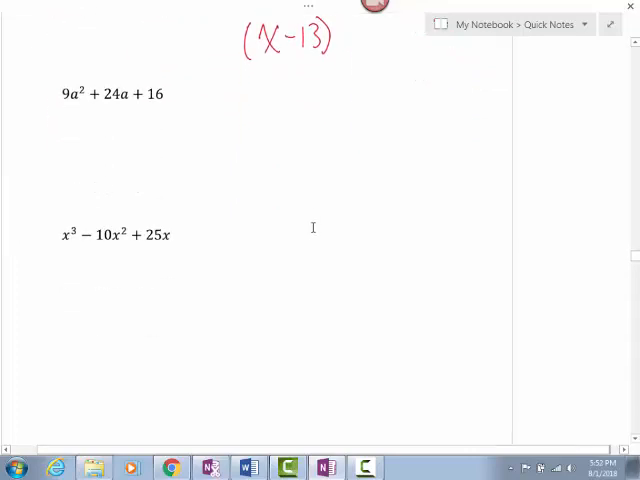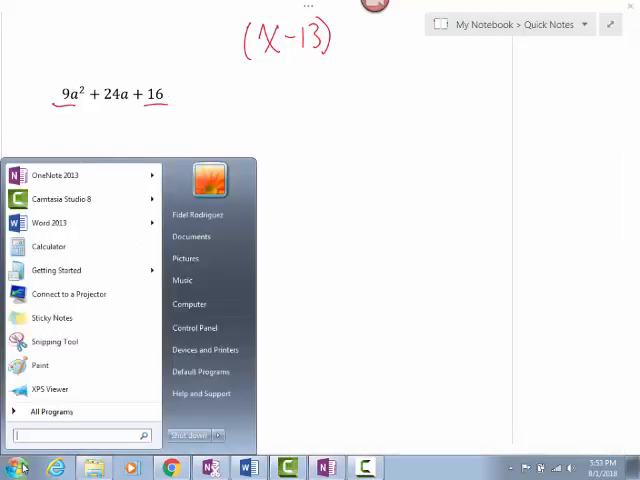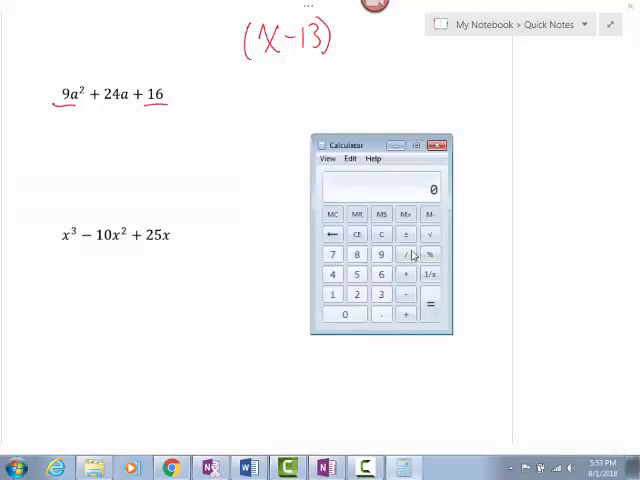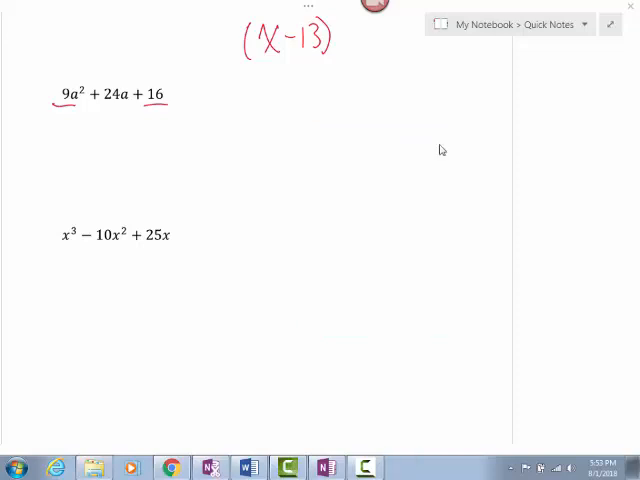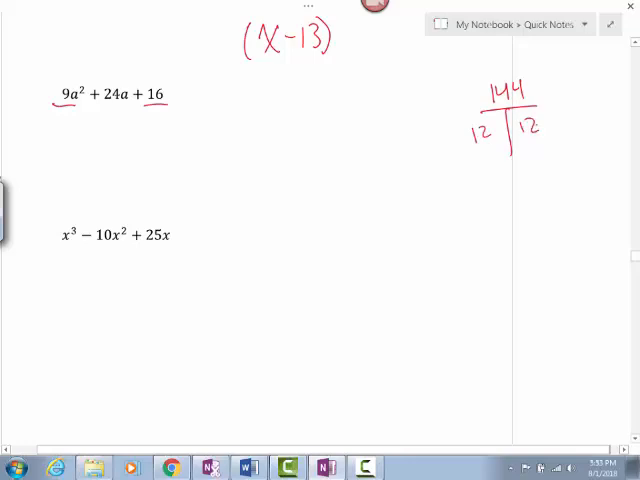Now, for the next problem, I can't use a shortcut because the number in front of my a squared happens to be the number 9. Okay, so let's go ahead and multiply 9 times 16. Oh, let's see. Then I'm going to go ahead and get my calculator here. So, calculator, 9 times 16 is 144. Okay, so I'm going to write that down right here, 144. What two numbers multiply to 144 and add up to 24? Well, I know that 144 is 12 squared, and 12 plus 12 is my 24, right?